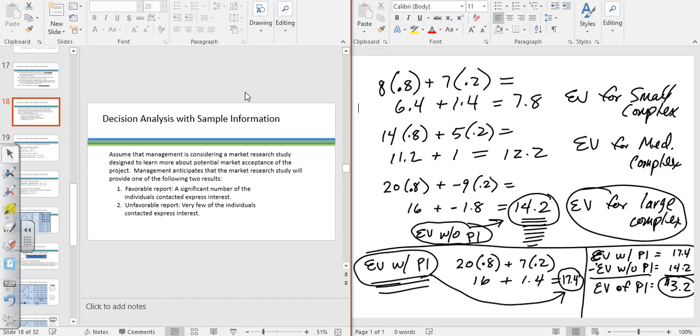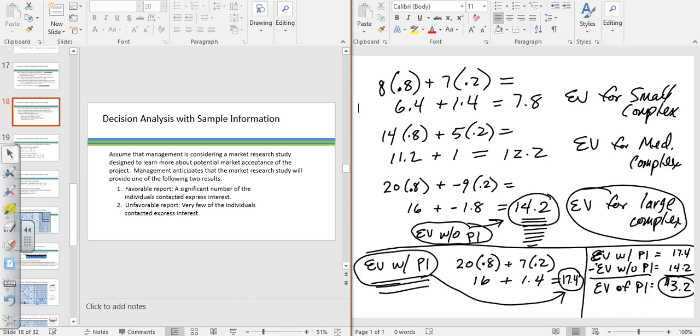If we're going to earn $200,000 extra profit, but we're going to spend $1 million on this market research, obviously that's not worth it. So we don't want to figure this out afterward. We want to figure it out beforehand. So we have to make assumptions going into this to decide whether we're going to actually do this market research or not. So assume that management is considering a market research study designed to learn more about potential market acceptance of the project.